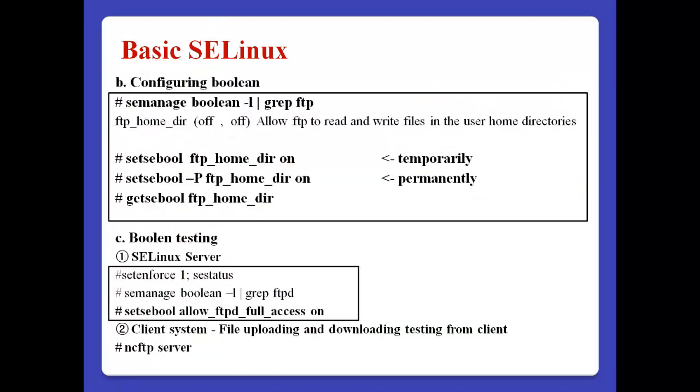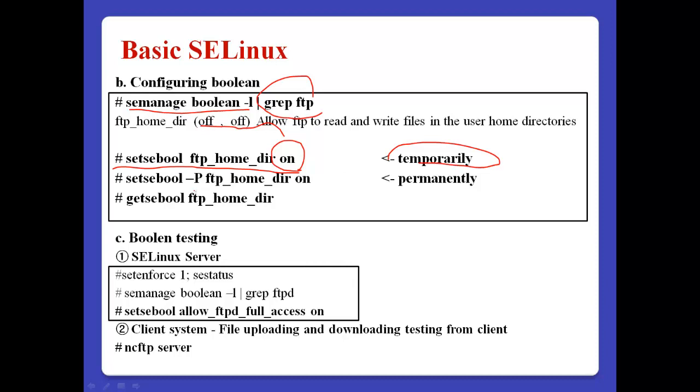Configuring the boolean. If we want to change the boolean for a specific policy, use the SELinux boolean command with grep. The first time, you need to check whether it is enabled or not. Then use the command setsebool ftp_home_dir, for example, on. Then this one will be changed to on. But this change is temporary, not permanent.